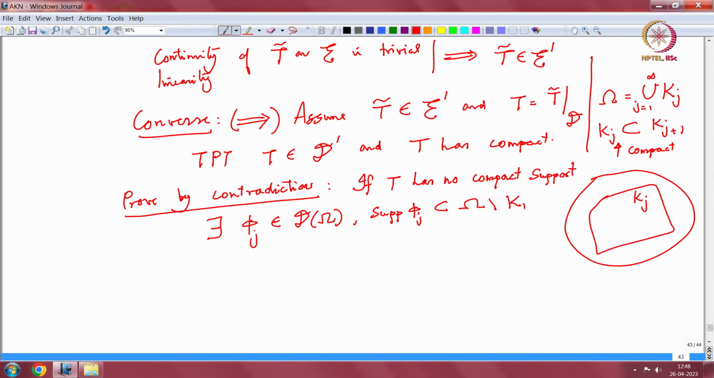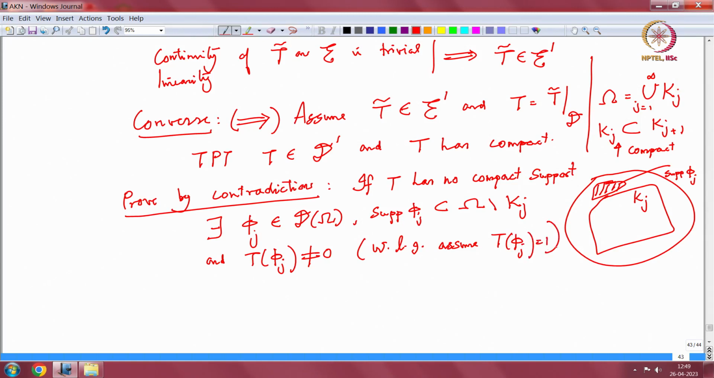So, you see, that is what I am saying. You will get phi_j supported somewhere here, the support of phi_j, and this is more important, T phi_j not equal to 0. So, without loss of generality, assume T phi_j is equal to 1. This you can do.